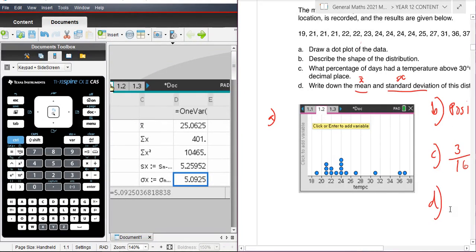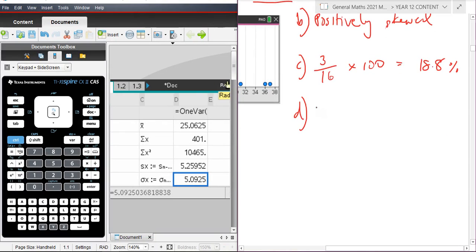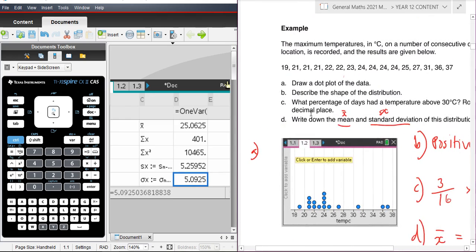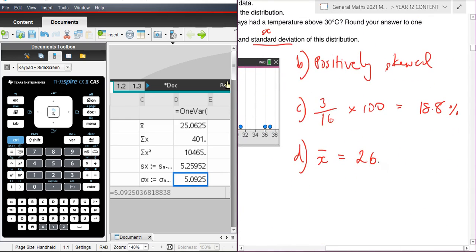So my mean is 25 point, let's see, does it ask us to round? I don't remember. Nope, it doesn't ask us to round. We'll just do 2 decimals then. 25.06, and the standard deviation is 5.09.